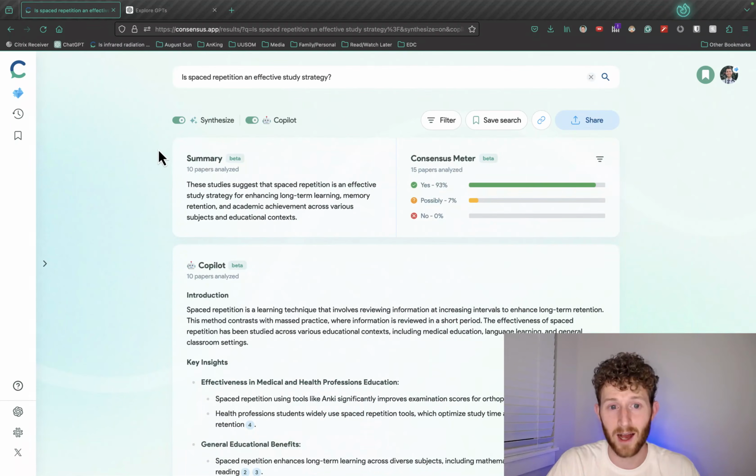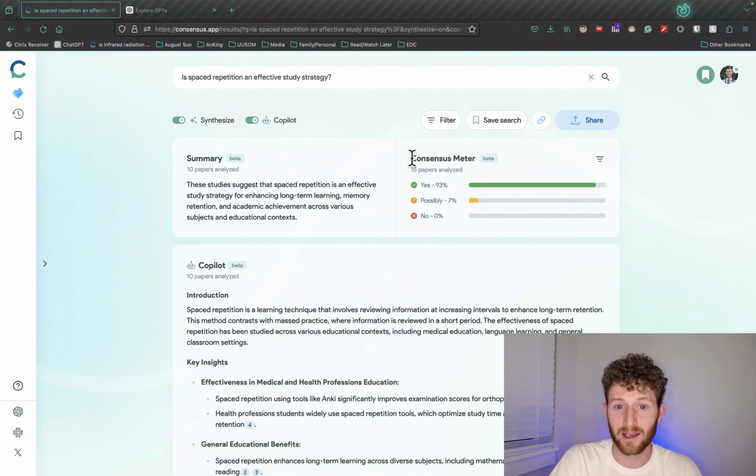So right here at the top, you're going to see that there's the summary. The summary is what the artificial intelligence has gathered from the papers analyzed. Right here it says it analyzed 10 different papers, and it will tell you the quickest response to what your question was. So here we find that yes, spaced repetition is an effective strategy.